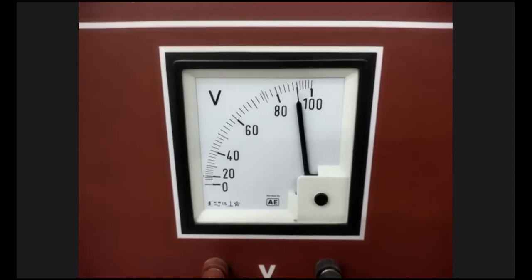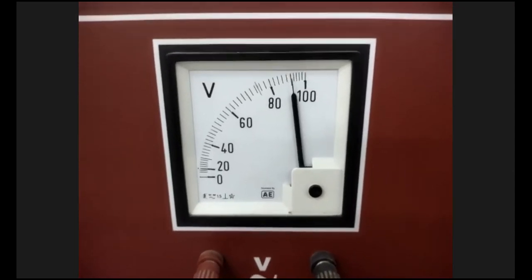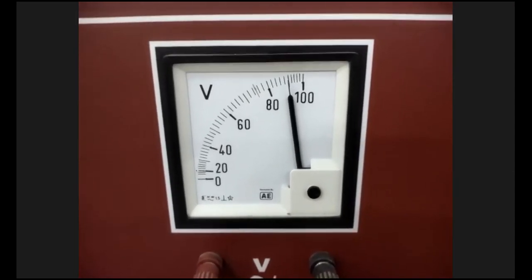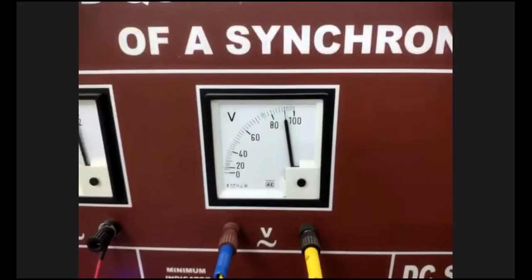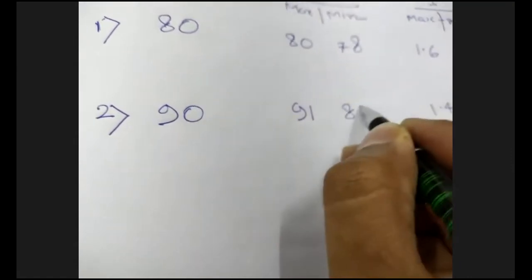What is the deflection of the voltmeter voltage? 89 to 91. Okay, 89 to 91. So maximum is 91 and minimum is how much? 89. So that is our observation table.